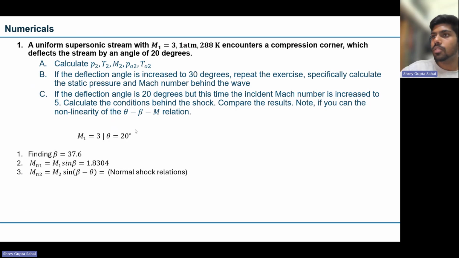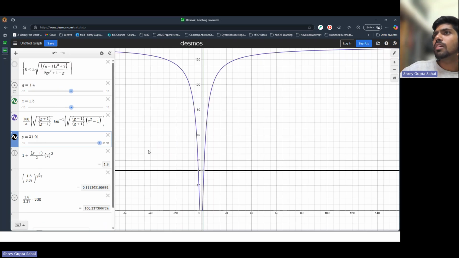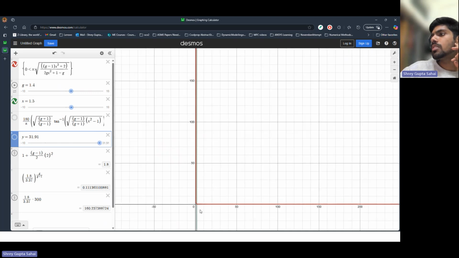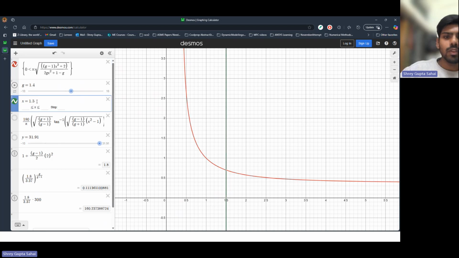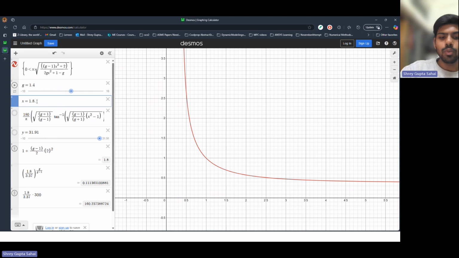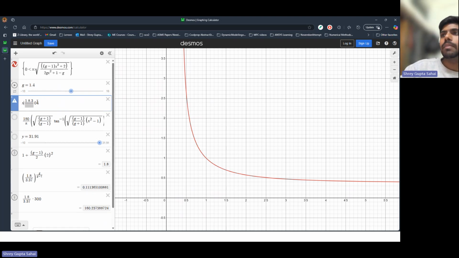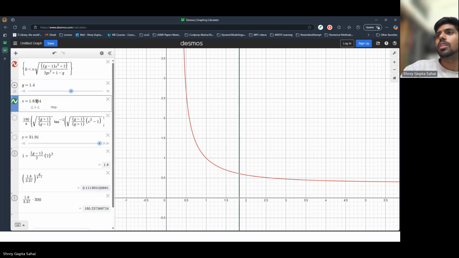Again, I have a graph for this. It's the same thing. This is how it looks. This is the relation for subsonic to supersonic. So this is M1, this is M2. Now, for our x value, we have 1.838304, so let's see what Mn2 value we will get. Okay, so the value we get is 0.60985.